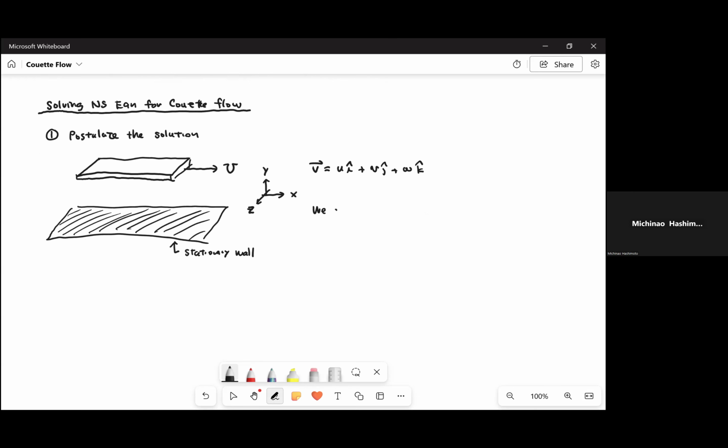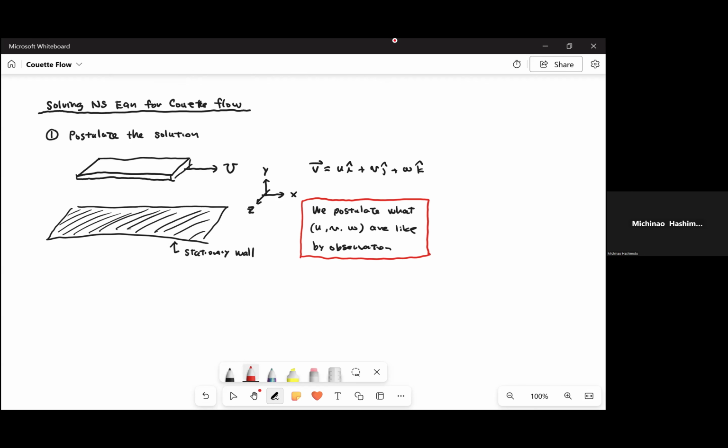We postulate what u, v, w are like by observation. This is really the key to solving the Navier-Stokes equation, so let me try to explain what it means.